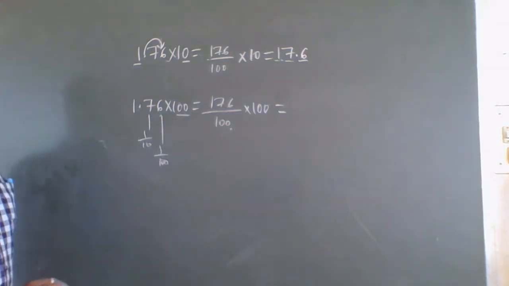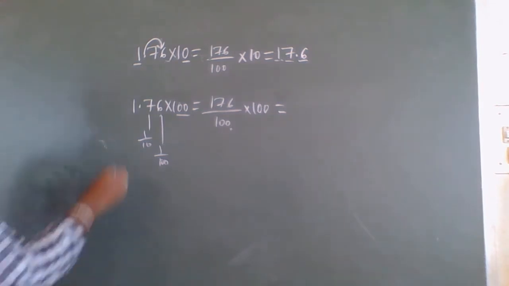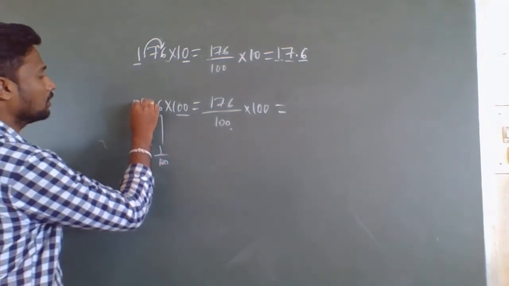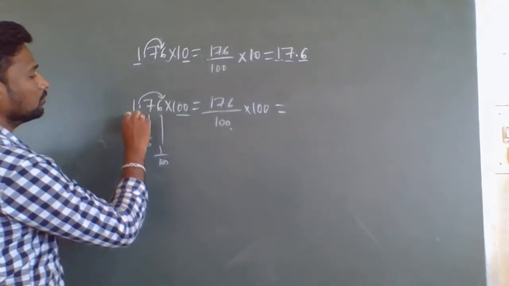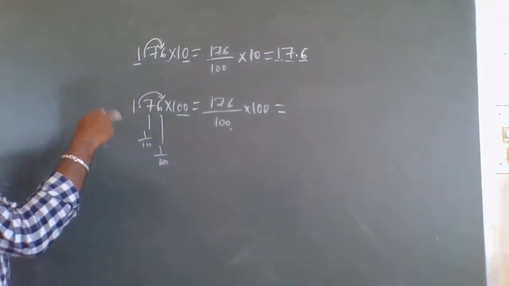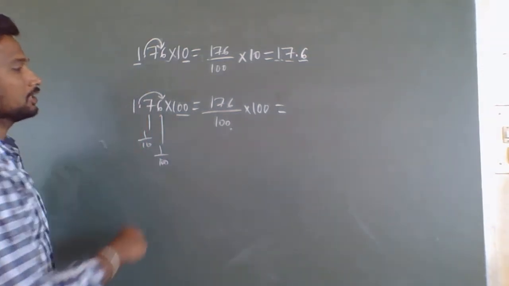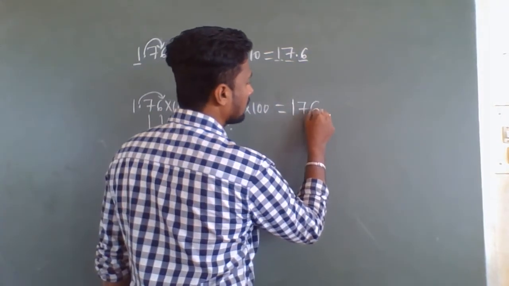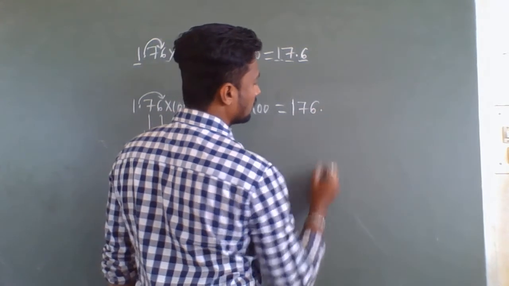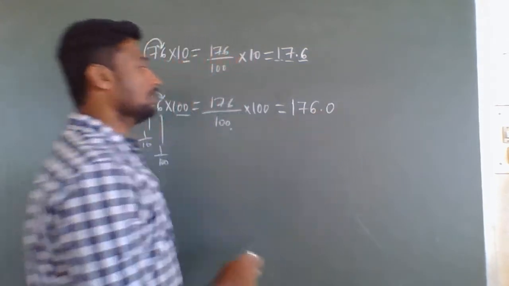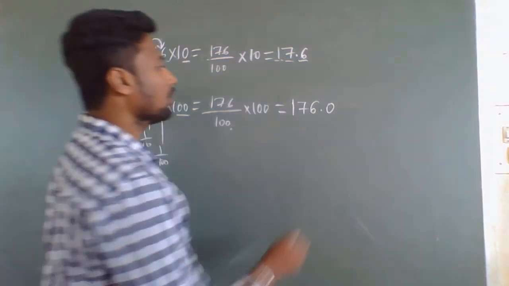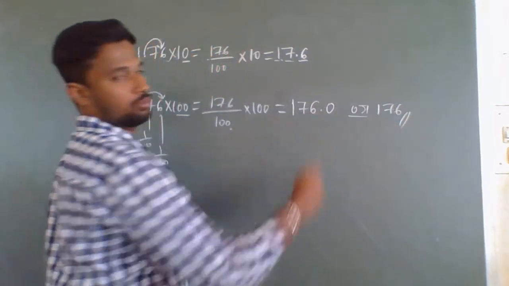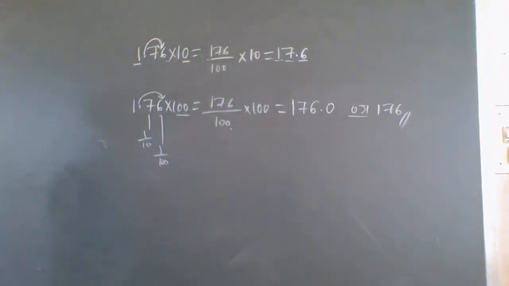2 zeros. So what we have to do here is move this decimal point towards the right side 2 digits. Now the decimal point comes after 2 digits, that means after 7 and 6. So what we get is 176. Now after the decimal point we will consider 0: 176.0, or you can write directly 176 only. Both are the same, 176.0 or 176.